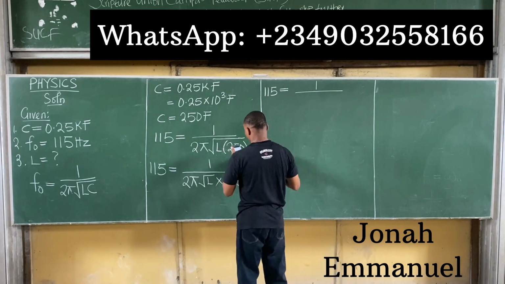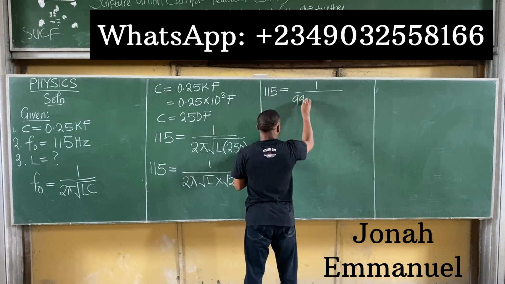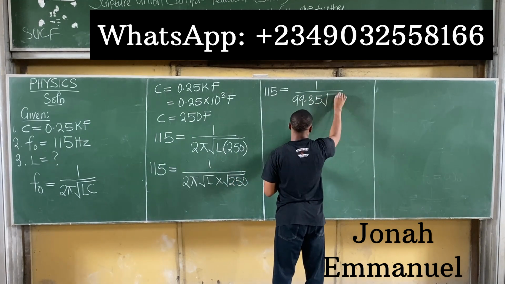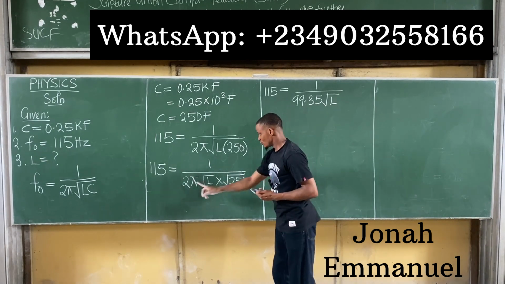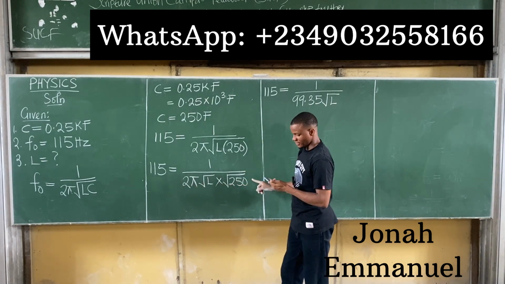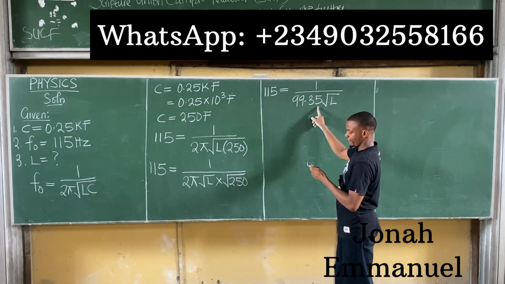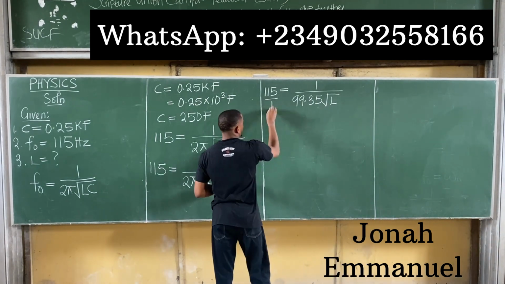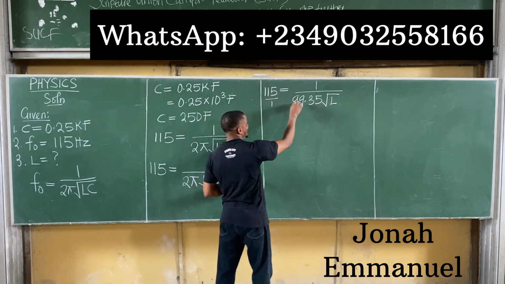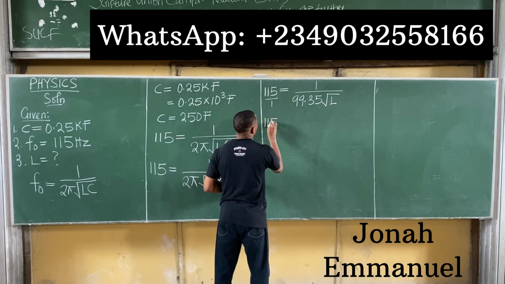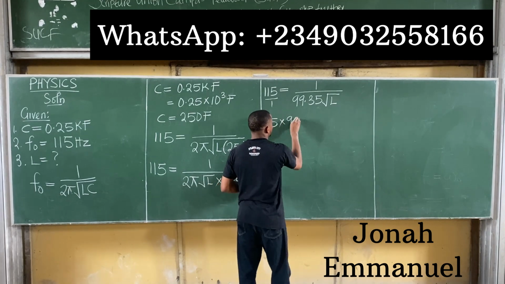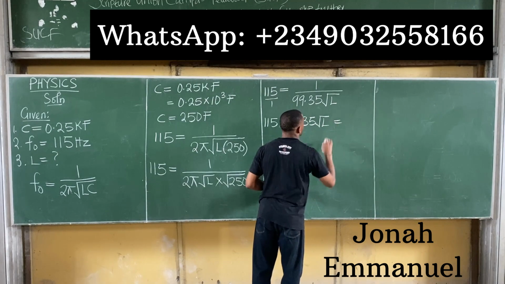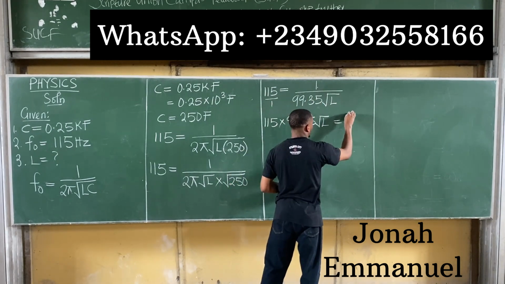Punch that, I have 99.35 approximately, then root L. So 2 times pi times root 250 gives you 99.35. Then you now have your root L. From here, my next task would be to cross multiply this times this. So 115 times 99.35 root L is equal to 1 times 1, which is 1.